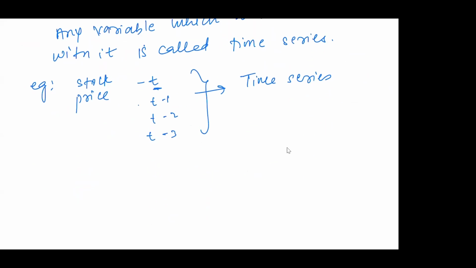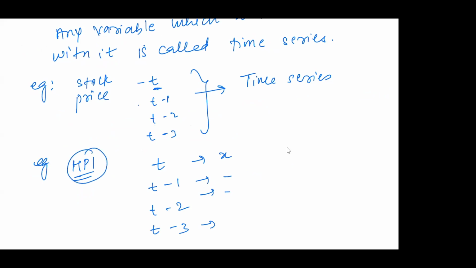Similarly, take the housing price index, which is an economic parameter. The value of the housing price index changes every month. So this month it can be X, then t minus one month, t minus two, t minus three. There will be different values of HPI, right? So any variable which has a value associated with time is called a time series. I hope that is clear.